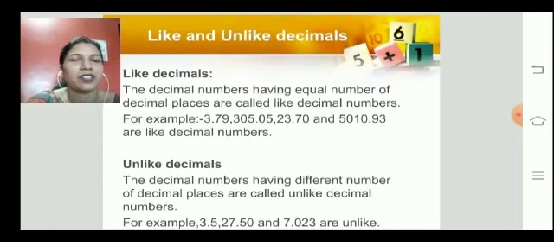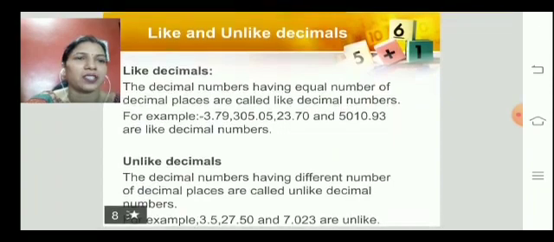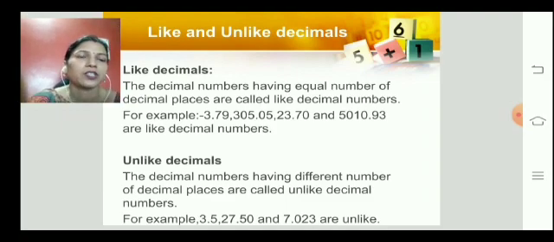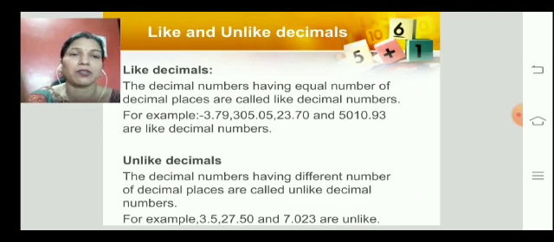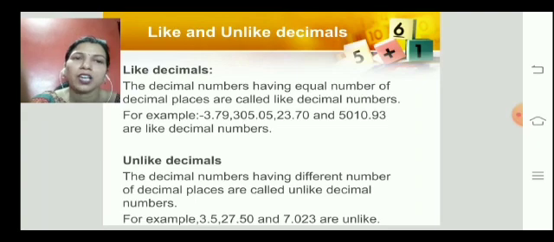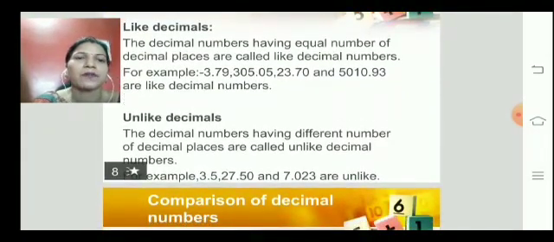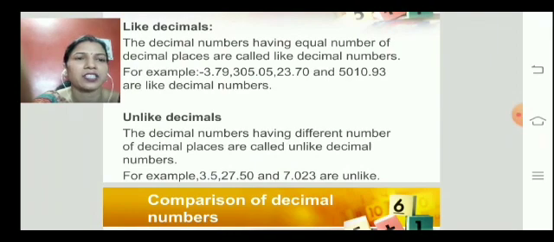Like and unlike decimals. The decimal numbers having an equal number of decimal places are called like decimals. For example, 3.79, 305.05, 23.70 and 5010.93 are like decimal numbers, as all the numbers have an equal number of decimal places after the decimal, that is only 2. Unlike decimals, the decimal numbers having a different number of decimal places are called unlike decimal numbers.